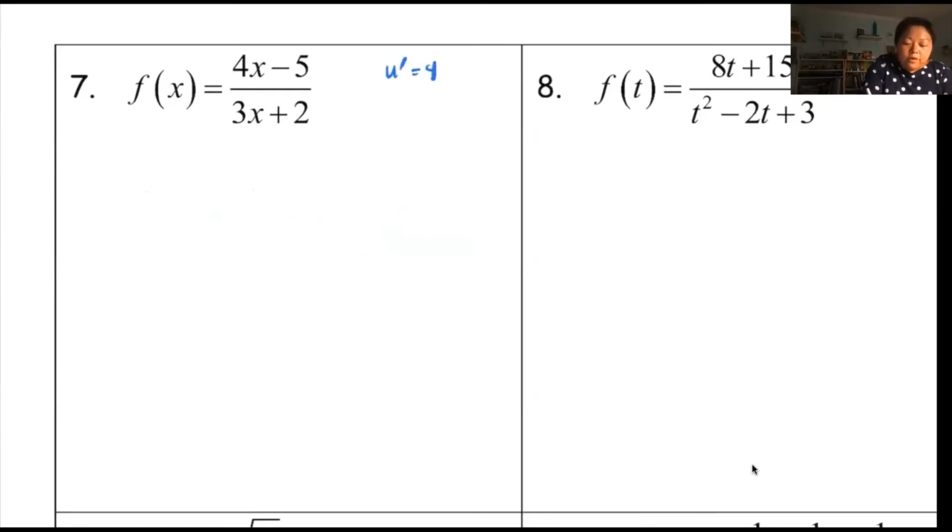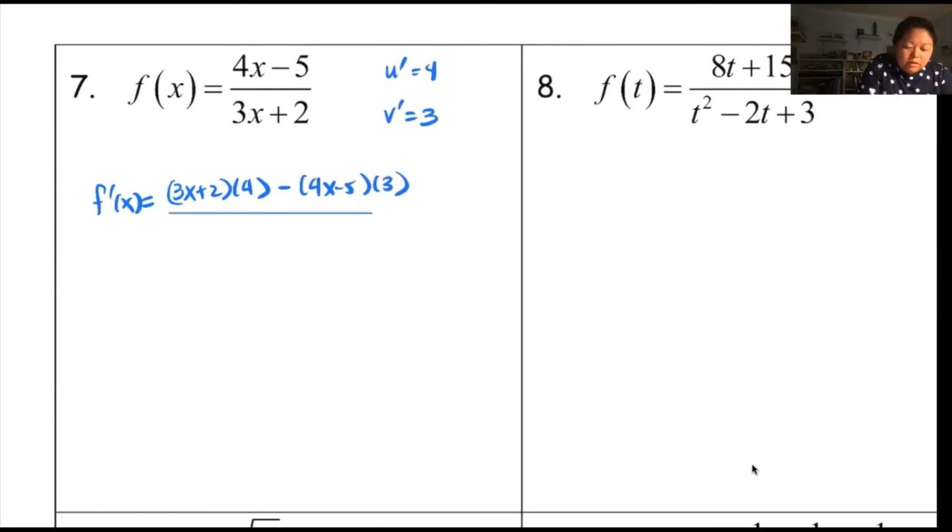U prime is 4, and write the derivative at the bottom. V prime is 3. U is always top, V is always bottom, right? And now don't forget to remind yourself of the little saying, low d high minus high d low, all over low squared, right?